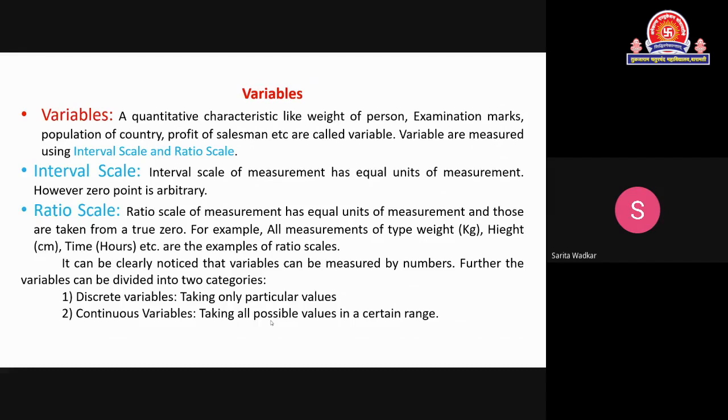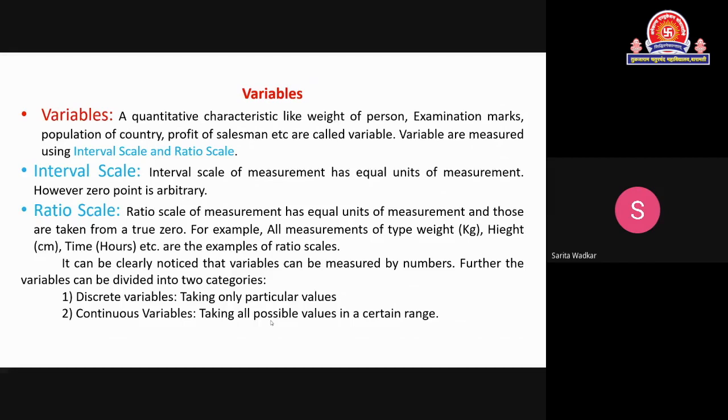Variables are measured using interval scale and ratio scale. As I have told you, whenever we are using a unit for any characteristic, then it is a variable. So we find two scales for measuring it. The first is the interval scale. The interval scale of measurement has equal units of measurement. However, the 0 point is arbitrary.